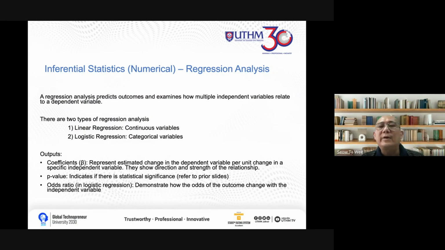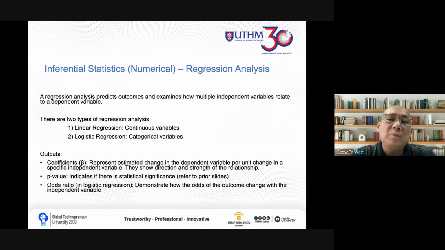The other one is regression. Regression is about continuous variables, and this is called linear regression. The other one is logistic regression, for categorical variables. A regression analysis predicts the outcome and examines how multiple independent variables relate to the dependent variable. You look into the relationship.